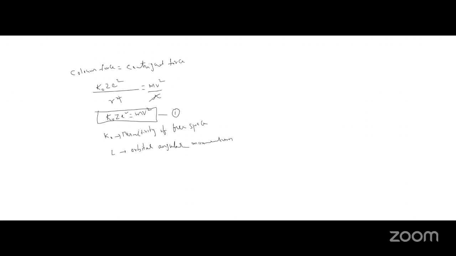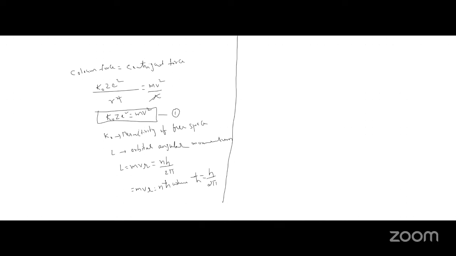L equal to, I am taking MVR, is equal to nh by 2 pi. MVR equal to nh by 2 pi, which we can also write as MVR equal to nh dash, where h dash equals h by 2 pi. This is the first part of the derivation. From here, I am calculating the V value.